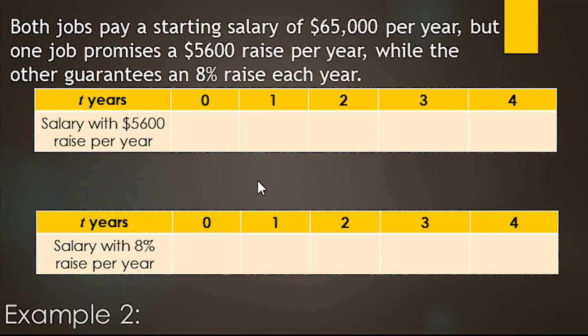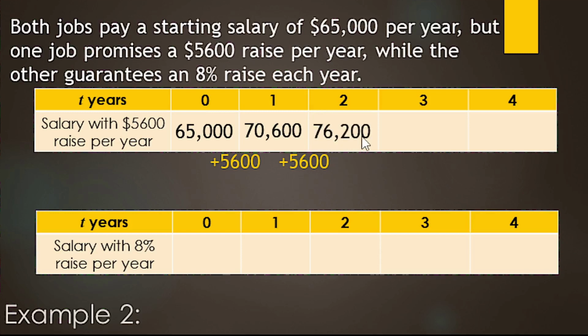We're going to start with the $5,600 per year. So year 0, how much is Brendan making? Well, he's making $65,000. It says so right there. That's his starting salary. 0 is the starting year, so $65,000 there. Now, after 1 year, it's going to give him a $5,600 raise for each year. So we just add $5,600 to the 65,000, and it's 70,600. Now that Brendan's done with year 1, we're moving on to year 2, another raise of $5,600, and now we're at 76,200.